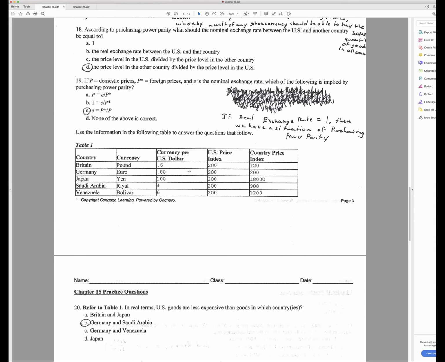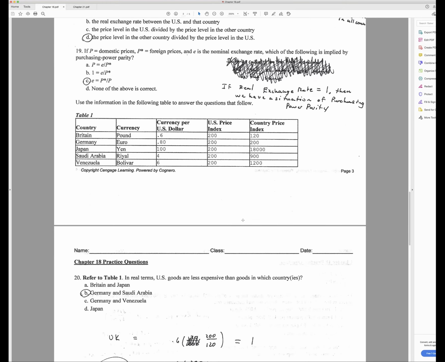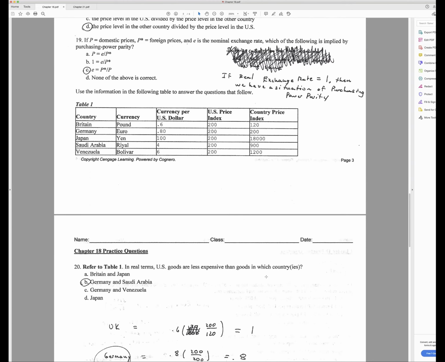So what is that nominal exchange rate? And then over here, it's giving us a price index. So this is going to allow us to convert this into a real exchange rate, right? Back from that original equation, the real exchange rate is whatever the nominal exchange rate is times the ratio of the price indices. So in real terms, US goods are less expensive than which of the following goods, or what goods in what countries? So how do you go about approaching this question?